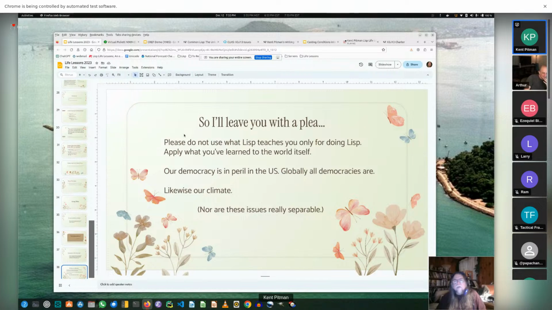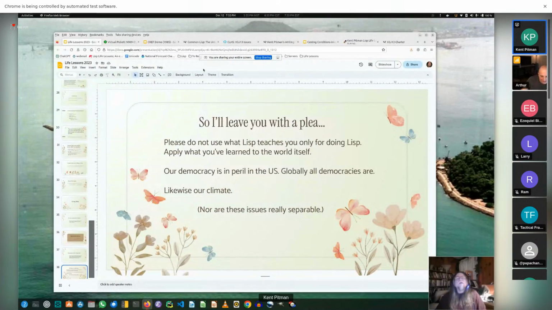And so don't just be nerds all the time, because many of you are very, very smart people that could be applying that to fixing some of the world's problems. So with that, I'll end the formal part of this.